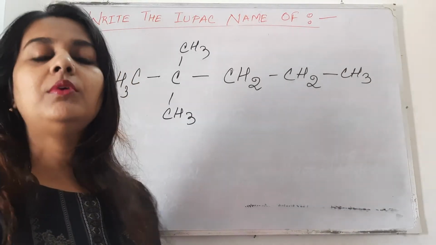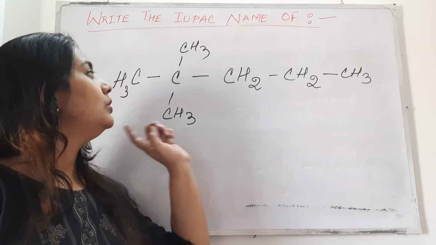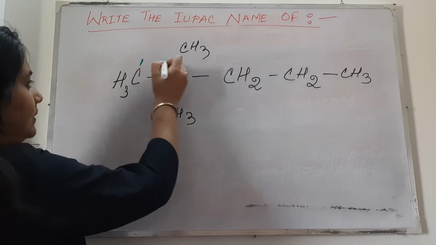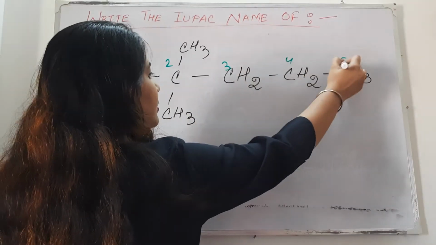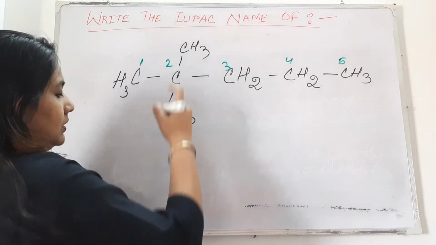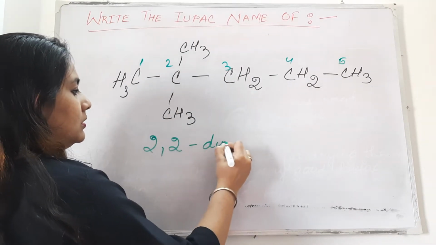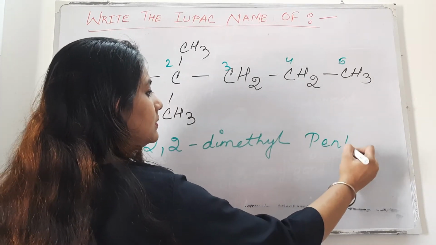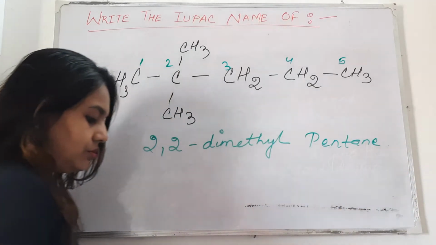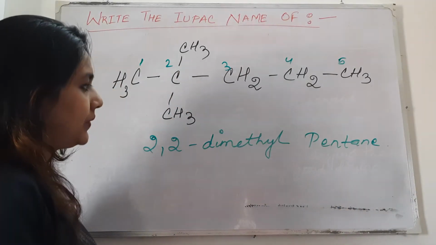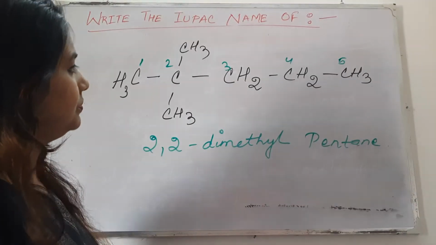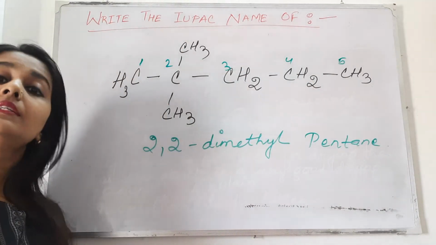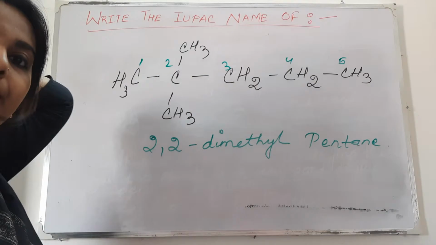So the name of this structure will be according to the number of carbon atoms present over here. 1, 2, 3, 4, 5. So 2,2-dimethylpentane. 2,2-dimethylpentane. Can you see this? Why pentane? Because all the bonds are single bonds. So it is pentane.